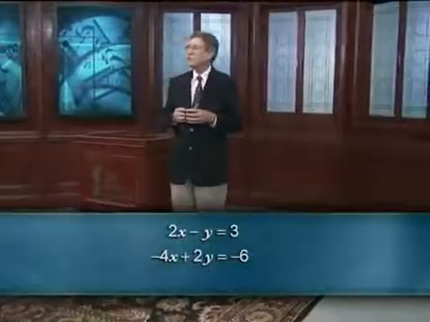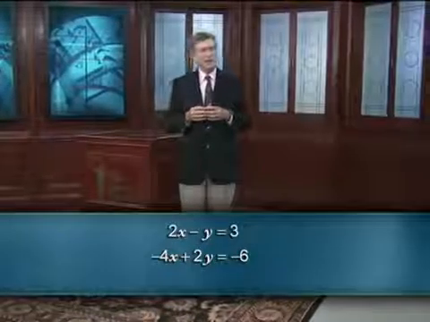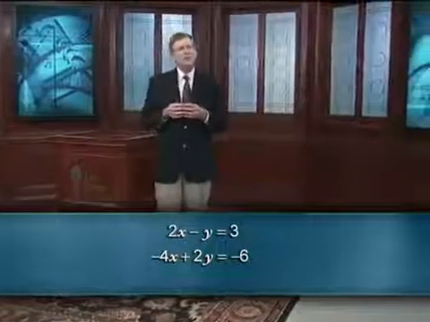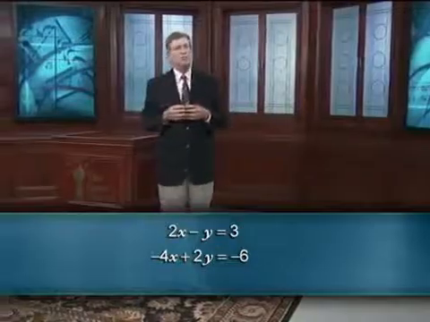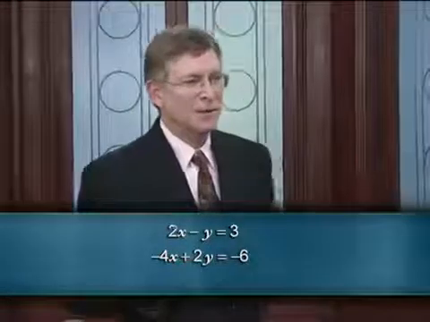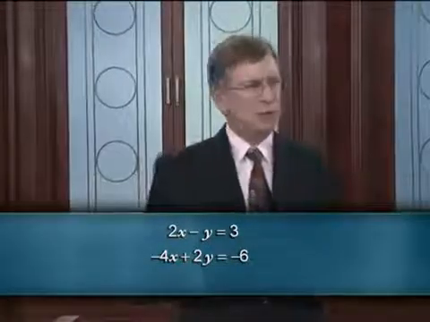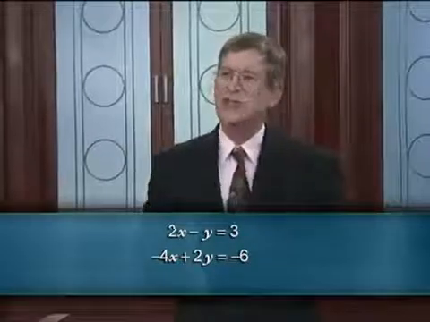Let's go to perhaps the most complicated of these three cases, illustrated in the following example. Our first equation will be 2x minus y equals 3, and our second equation will be minus 4x plus 2y equals minus 6. So there are our two equations. Two equations, two unknowns. Let's solve them.